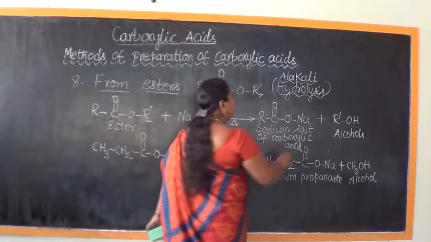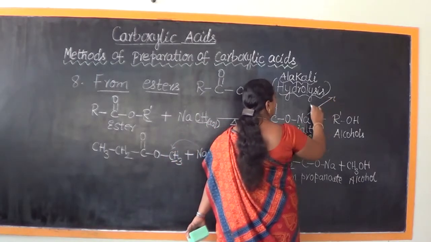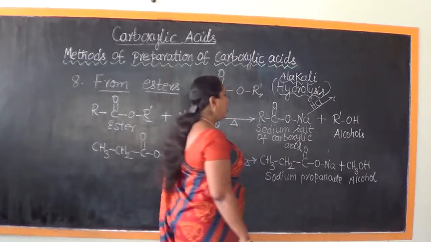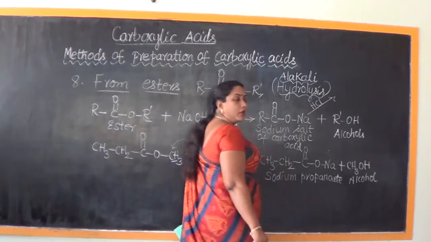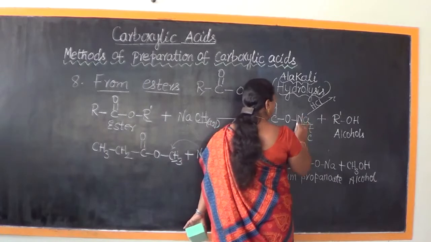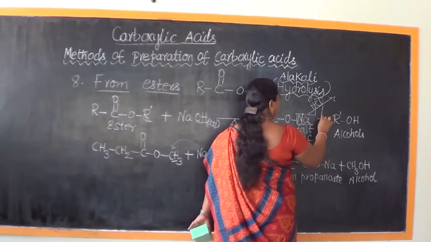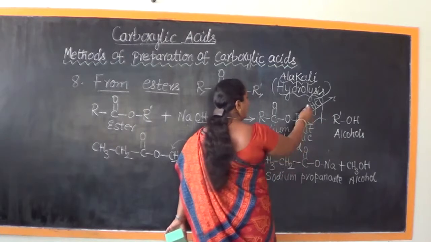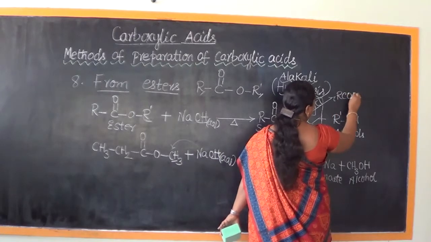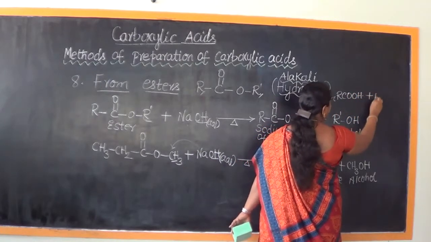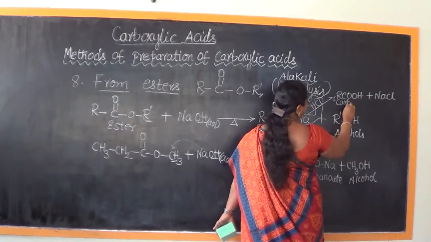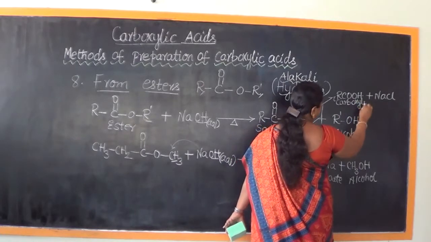It has to be now subjected to the process of acidification. That means treat it with an acid. Now I am treating the sodium salt of carboxylic acid with an acid like HCl. This Na will combine with Cl, comes out as NaCl, and in the place of Na, H will take up the attachment. So we get RCOOH along with NaCl. This is the second step.